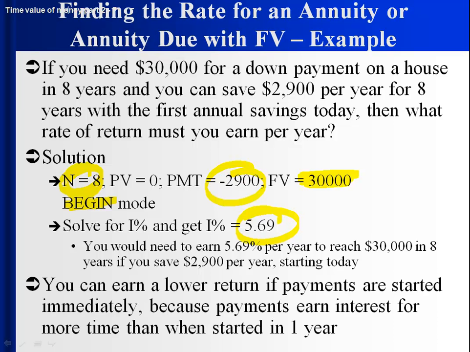So it should make sense that in both examples that we've looked at, it's 2,900 for 8 years, but if we start saving today, the rate we need is less than if we wait a year. So, the message is the earlier you get started saving towards a goal, all else equal, the lower the return, which translates into the less risk one would need to take in order to expect to meet a goal.